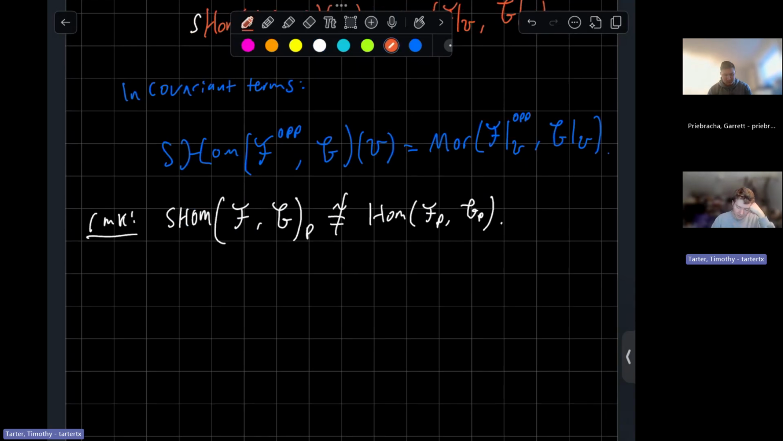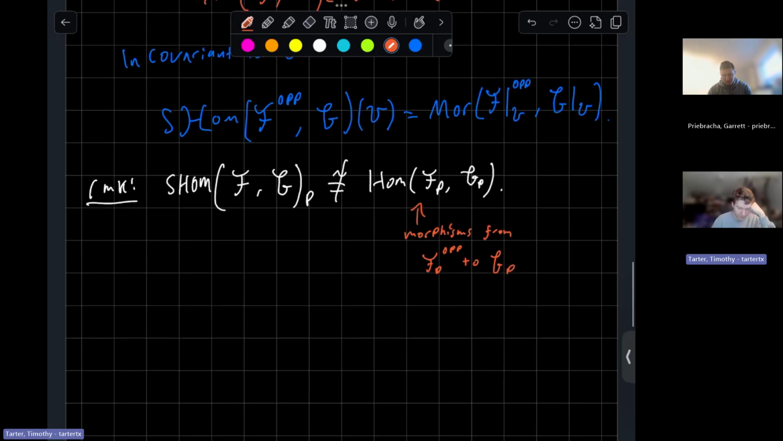So these are the set of morphisms from F_P op to G_P. These are the morphisms from F op to G around P.